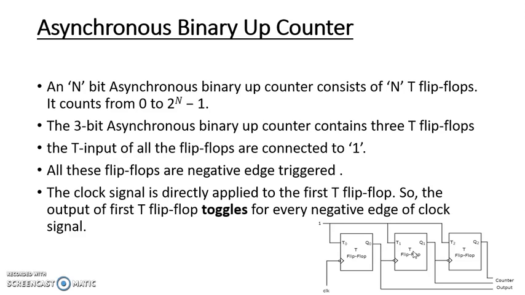Here, if you observe, all the T inputs of the flip-flops are tied to a common input signal, which is nothing but 1. When 1 is connected to the T input, the flip-flop will operate in toggle mode. Toggling means the output will change its state when the input clock pulse is triggered. Now we have seen how the asynchronous counter is designed.